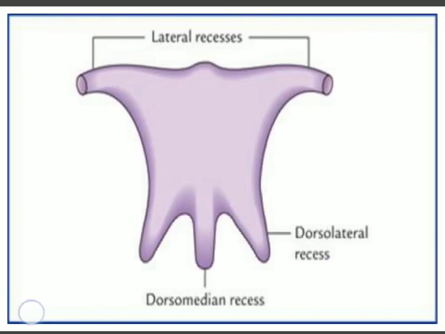Also, this is the figure which tries to explain the different recesses of the ventricle. So if this is the main cavity, these are the extensions of the main cavity. The lateral recesses, the dorsolateral recesses, and the dorsomedian recess.